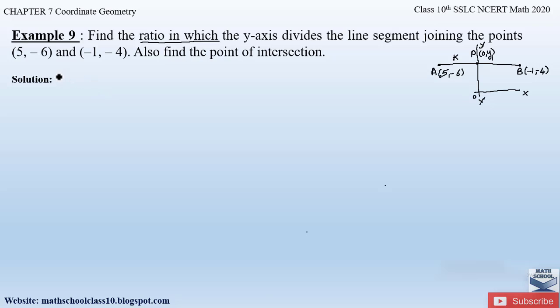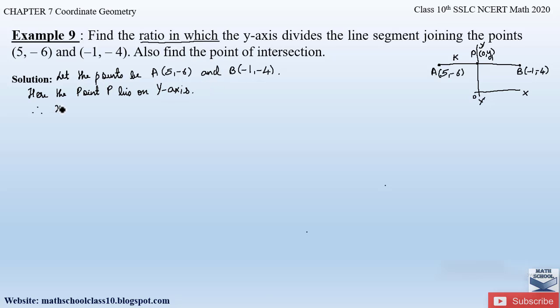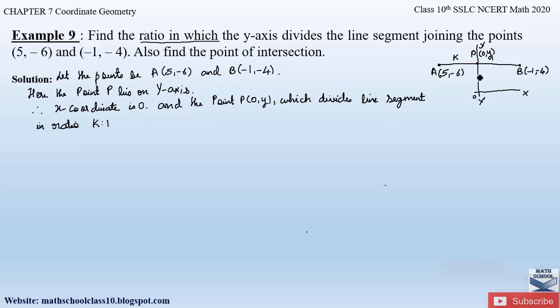Let us first write down, let the points be point A given by (5, -6) and point B given by (-1, -4). Also let us write here that the point P lies on the y-axis. Therefore the x coordinate is 0 and the point P will be (0, y), which divides the line segment in the ratio k:1. Right, so now let us apply the section formula and find out the ratio in which the point P divides line AB.